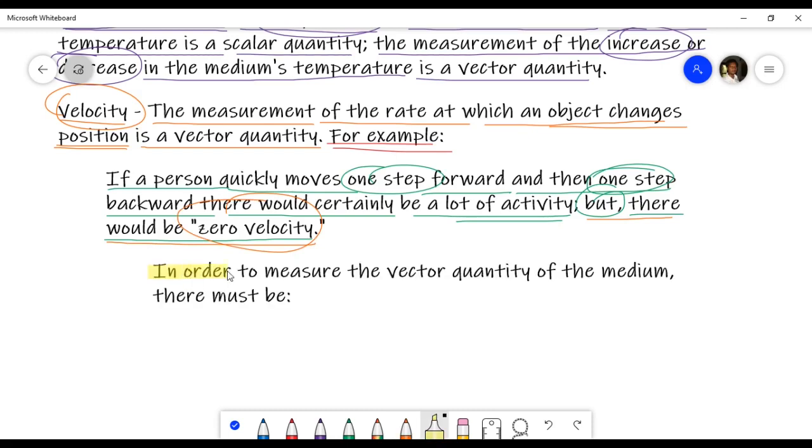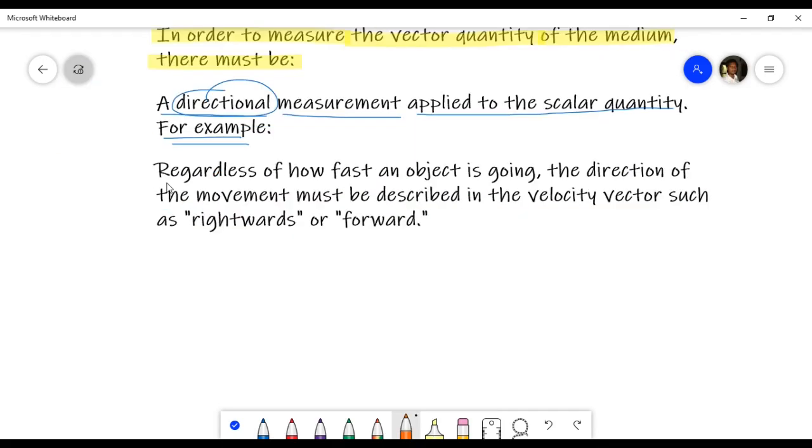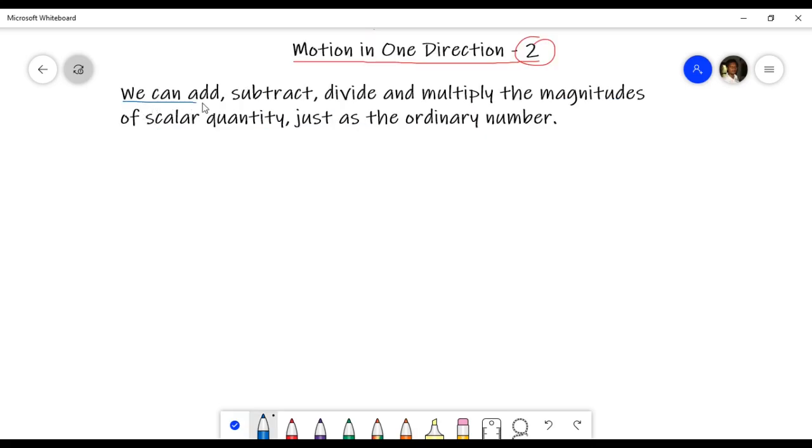Now, in order to measure the vector quantity of the medium, there must be a directional measurement applied to the scalar quantity. Let's see an example. Regardless of how fast an object is moving, the direction of the movement must be described in the velocity vector, like the object is moving rightwards or the object is moving forward. Till the time we do not express this, it cannot be called a vector.